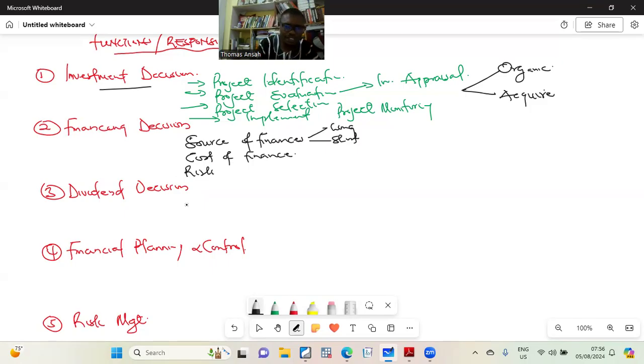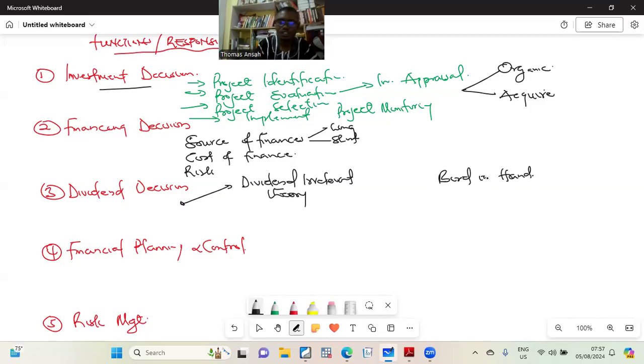Then we come to dividend decisions. Now, when it comes to dividend decisions, there are two theories that regulate dividend decisions. We have, number one, the dividend irrelevance theory. Then we have the bird in hand theory. Now, this one was developed by M&M, Modigliani and Miller.